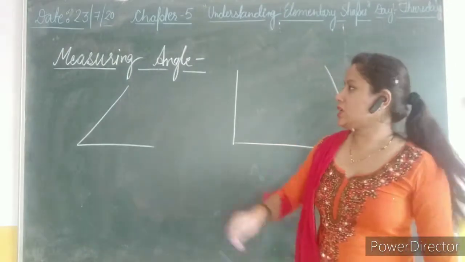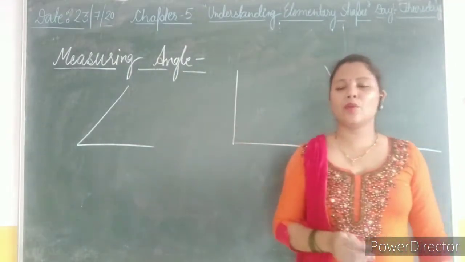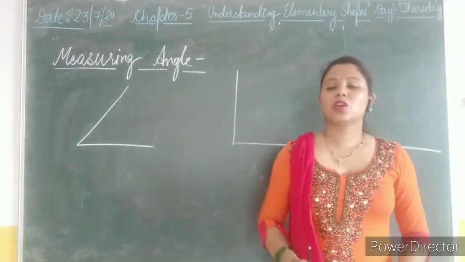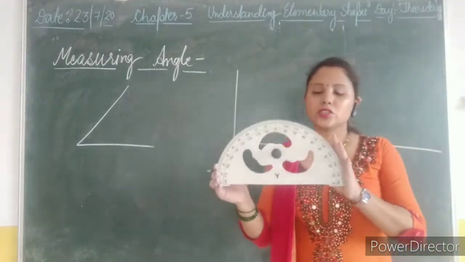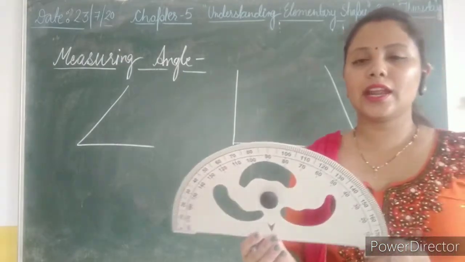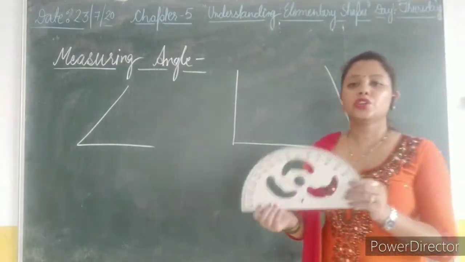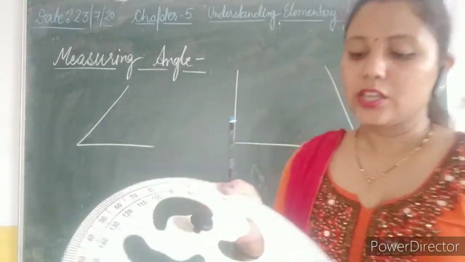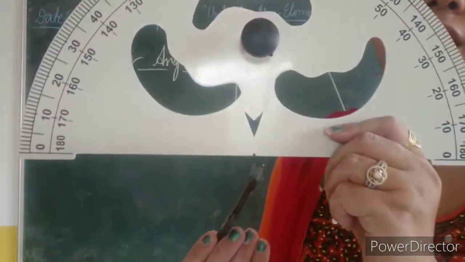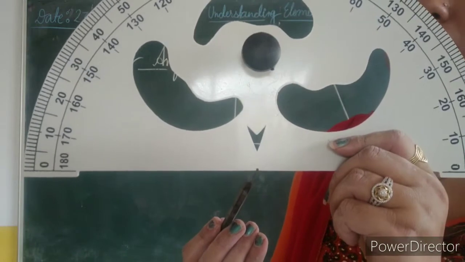Our next topic is measuring angles with the help of the protractor. Okay. So how does your protractor look? It looks like that. Okay. So it's your protractor, and with the help of this protractor, you will measure the angles. How? Let's check. In your protractor, you can see there is one dot in the center of the protractor.